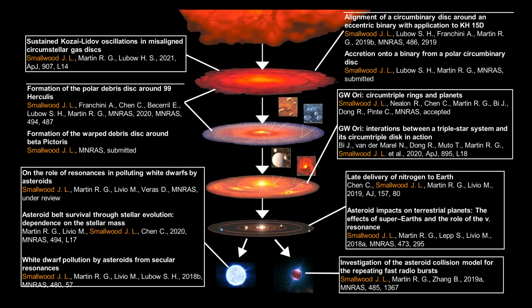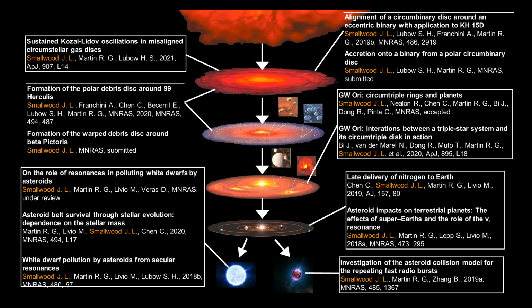During my PhD, I did 13 first author papers, looking at various steps of this process. Today I'll just be talking about my work on these protoplanetary disks, although I've done a lot of work on white dwarf pollution, habitability of planets, and also I looked at fast radio bursts. But again, the majority of my talk today will be looking at the circumbinary disks.